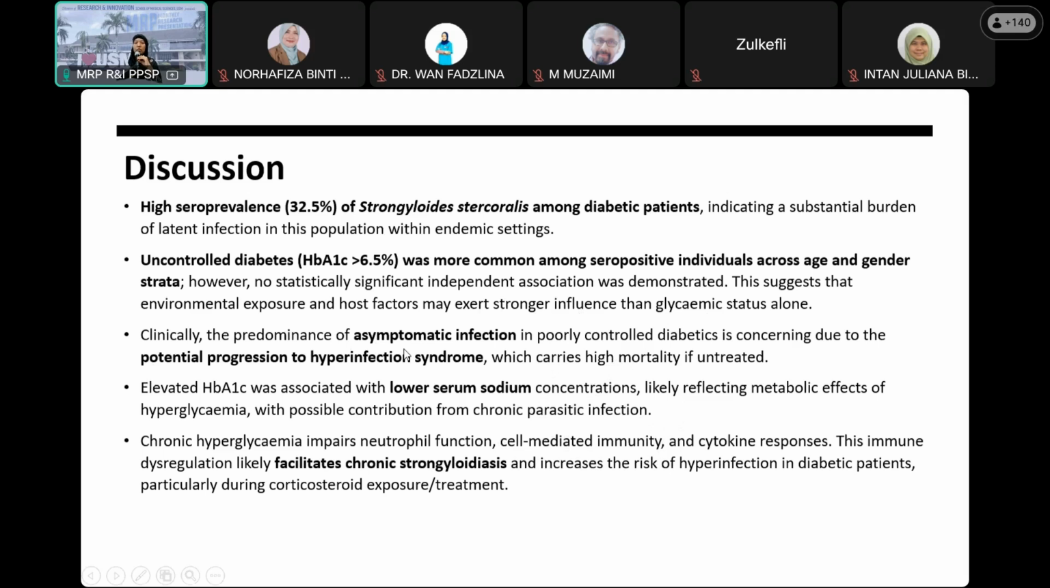Clinically, the predominantly asymptomatic infection in poorly controlled diabetics is concerning due to the potential progression to hyperinfection syndrome. Okay, an elevated HbA1c was associated with low serum sodium, likely reflecting the metabolic effect of the hyperglycemia. And maybe it also contributed to the chronic parasitic infection. So lastly, chronic hyperglycemia impacts neutrophil function, cell-mediated immunity, and cytokine response. This immune dysregulation may cause chronic strongyloidiasis and increase the risk of hyperinfection in diabetic patients, especially if the patient is subjected to corticosteroid exposure or treatment.